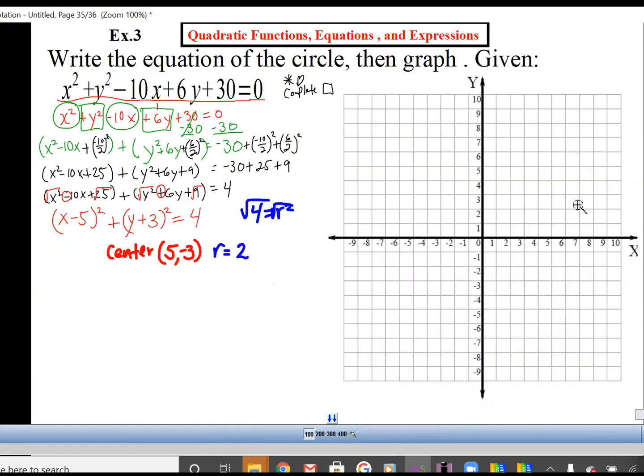Let's graph this. Here we go. Start with the center. The center is 5, negative 3. The radius is 2. That means there are points 2 steps away from the center. There's a point 2 steps away to the right, 1, 2. To the top, 1, 2. To the left, 1, 2. To the bottom, 1, 2, and all the way around so we can sketch our circumference. And there's our circle.